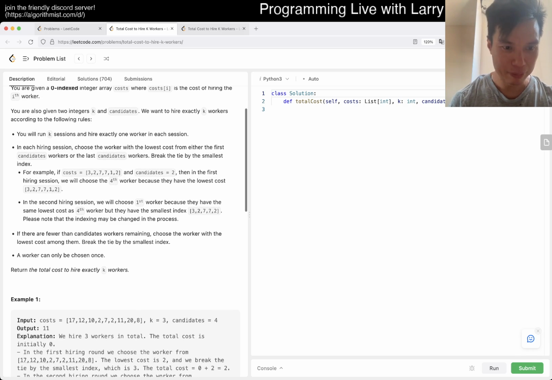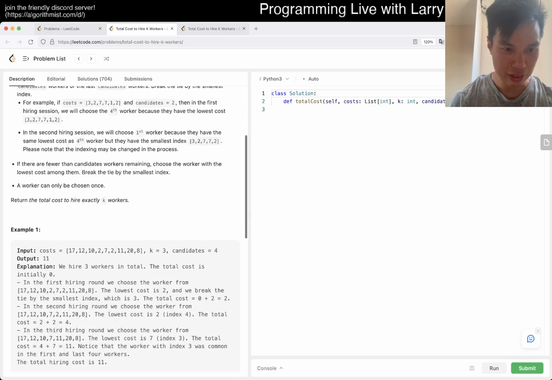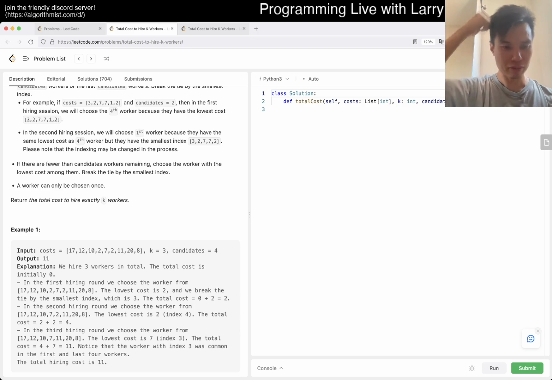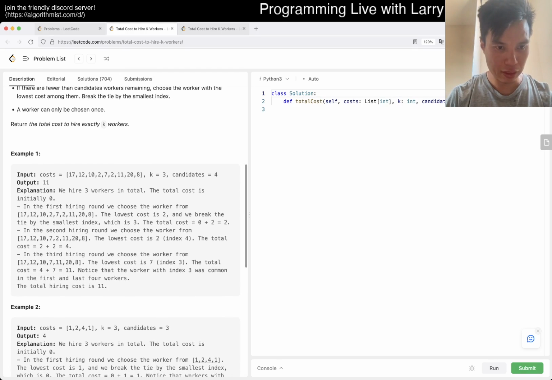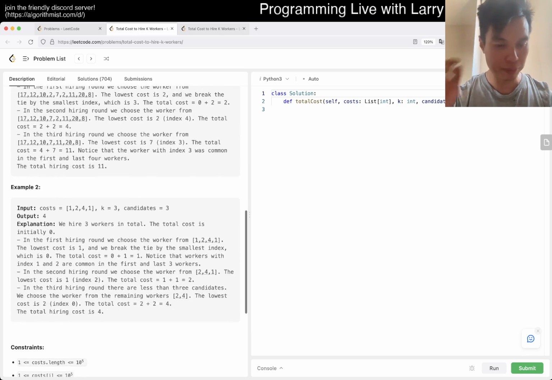What does that mean? Oh, that means like the first four or the last four. Lowest cost, so which is three. So that means that you're always going to take from the front if it's a tie. And okay. I mean, this seems pretty straightforward.